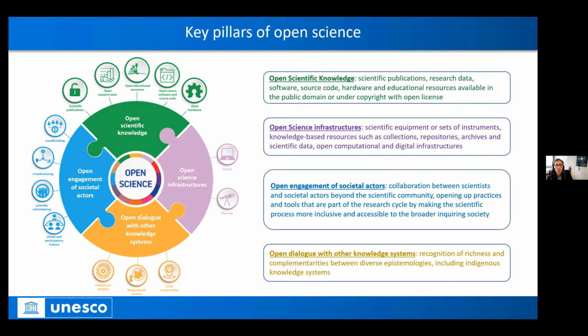So we have a whole range of pillars, of factors, elements of open science that really ensure that open science is open to scientists and researchers, but also that there are connections with society, both in terms of using the products of open science and participating in the process of open science. So it really is a democratization of science and an opening of science in a broader way.